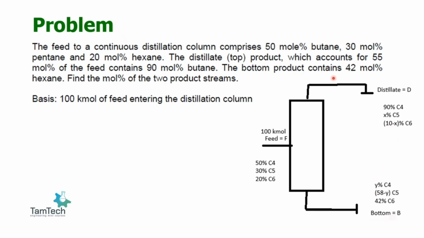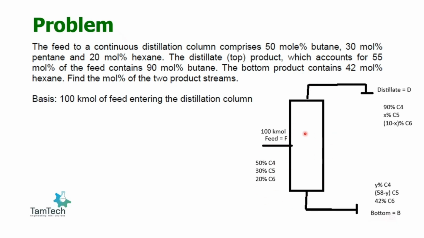Coming to the bottom, again, it's stated that the bottom product contains 42 mole percent hexane. So again, we have the bottom product, 42% of it is hexane. We denote C4 as Y, and C5 will be 100 minus 42 minus Y, which is equal to 58 minus Y%. Okay, we drew our block diagram and put all streams and their compositions here, and then we need to solve the problem.